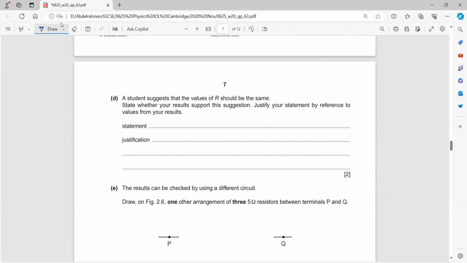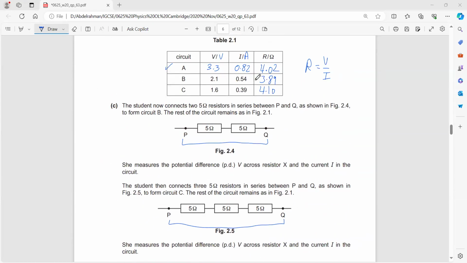The student suggests that the values of R should be the same. State whether your results support this suggestion or not. Are they the same or not? They're not? Why? The numbers must have no limit between them, right? Yes. But it's a little obvious that they are quite close.